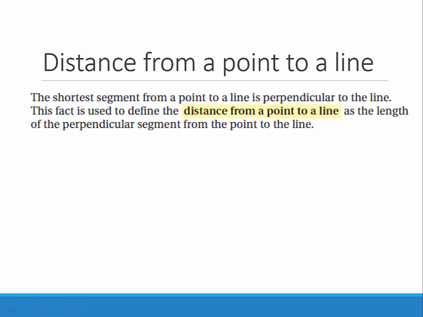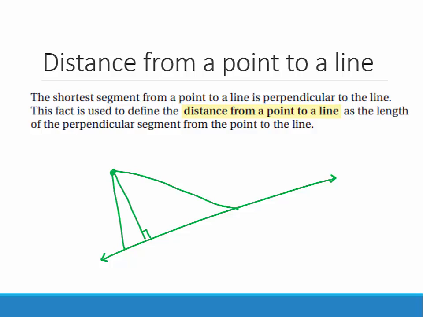The shortest distance from a point to a line is perpendicular to that line. And this fact is used to define the distance from a point to a line as the length of the perpendicular segment from the point to the line. So that basically means that if we have a point out in space and a line out in space, and I want to know how far away that point is from that line, the shortest distance is not any of these crooked ones. It is the one that is exactly perpendicular to the line.